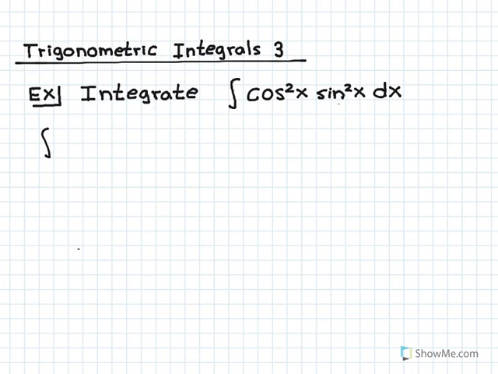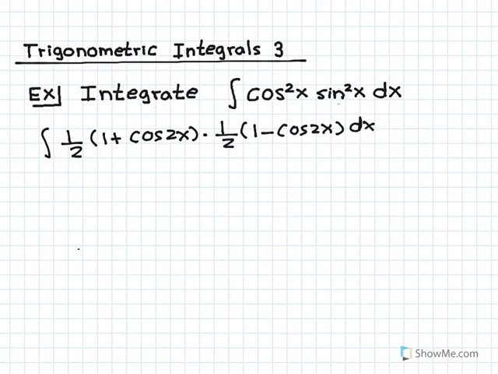So we have the integral of 1/2 (1 plus cosine 2x) times 1/2 (1 minus cosine 2x) dx. Let's label these. This part of the integrand is cosine squared x, and this part of the integrand is sine squared x. Now, 1/2 times 1/2 is 1/4. We can pull that out of the integral.